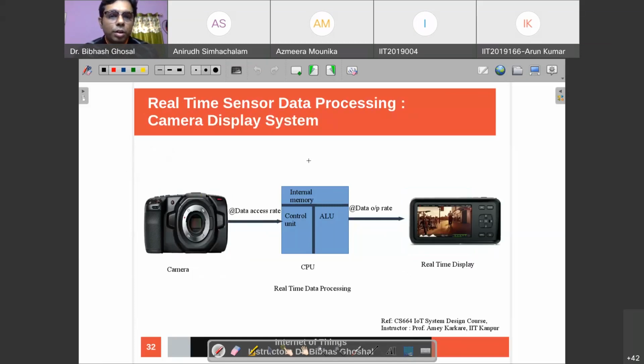Say, for example, this one. The camera is a sensing unit which has a processor inside that captures the data, which is an image. And this entire image is captured at a particular rate. You're filming something, right? And then that has to be processed here and generated as a display. That's real-time data processing. But the rate at which this is providing you, if your processor is not working at that rate, you will see a lag.